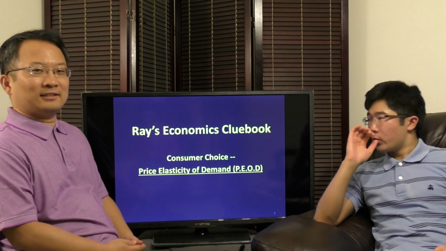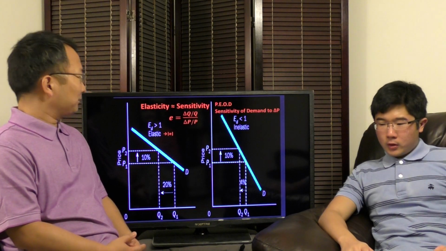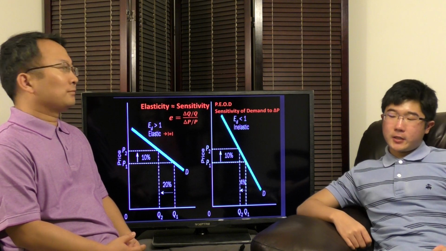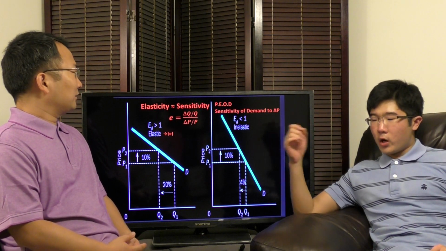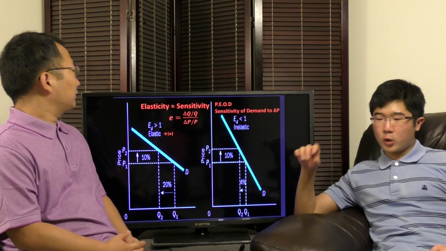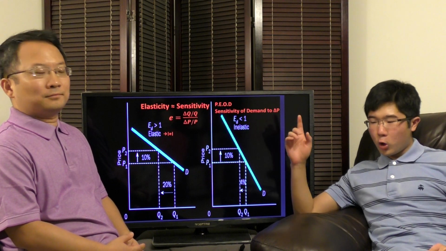Today we're talking about consumer choice when it comes to price elasticity of demand. Elasticity is essentially sensitivity when it comes to economics. The basic equation you memorize for elasticity is: elasticity equals percent change in Q over percent change in P, or delta Q over Q over delta P over P.